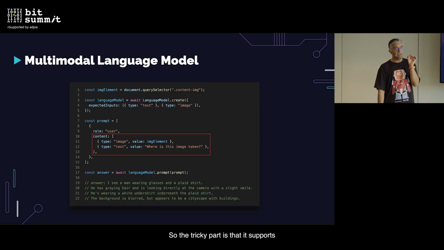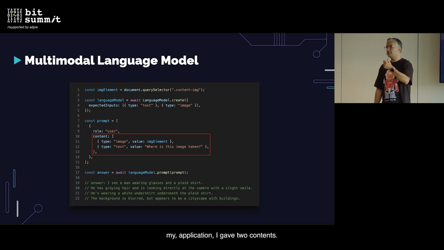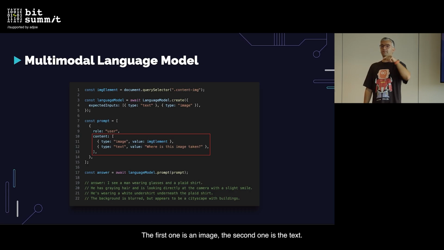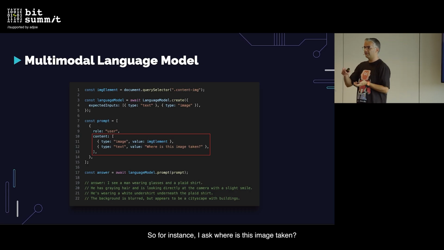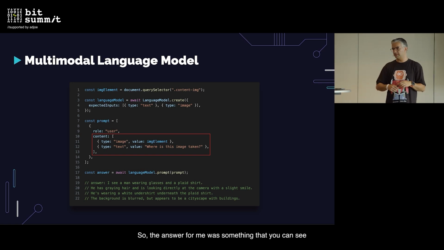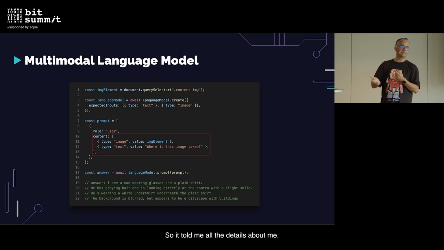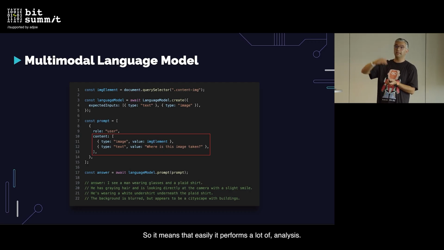So the tricky part is that it is multimodal. So it means that it supports images and audio as well. So as you see, when I wanted to prompt my application, I gave two contents. The first one is an image. The second one is the text. So for instance, I asked, where is this image taken? And the answer for me was something that you can see at the bottom. It was my avatar, so it told me all the details about me. So it means that easily it performed a lot of analysis.